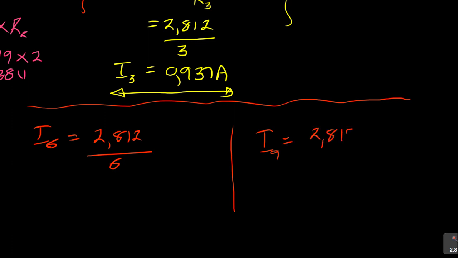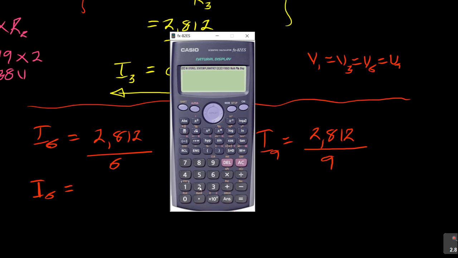2.812. Remember, voltage is the same across. Remember, we said V1 is equal to V3, which is equal to V6, which is equal to V9. See that? But now over 9, let's find this current here. I6 will be equal to what? Current that goes through 6 is 2.812 over 6, equal to 0.4686. So if I round off to 3 decimal places, I'm getting 0.469.